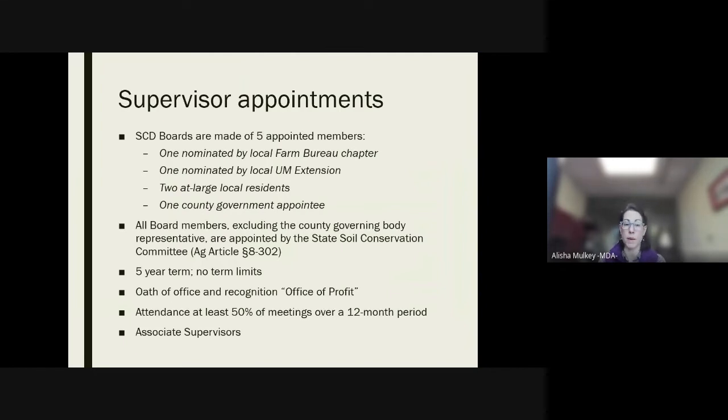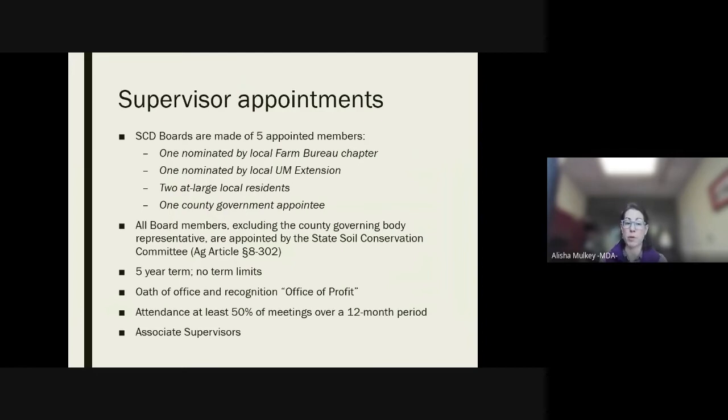So all 4 members listed first are appointed by the State Soil Conservation Committee. The exclusion is the county governing body. So the State Soil Conservation Committee meets monthly. They will consider the nominations provided by Farm Bureau, Extension, or the at-large members, and then the State Committee will take action to actually appoint that board supervisor. Supervisors are appointed to a 5-year term, and there are no term limits. So a board member can be reappointed many times over the course of their service to the district.